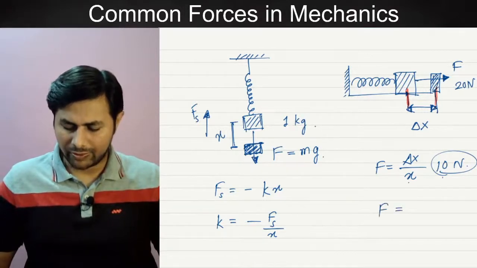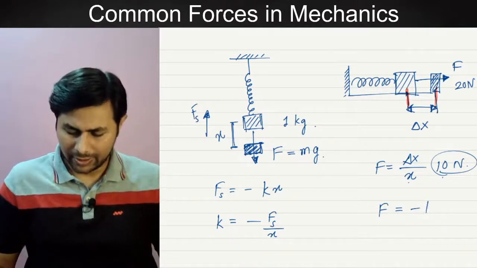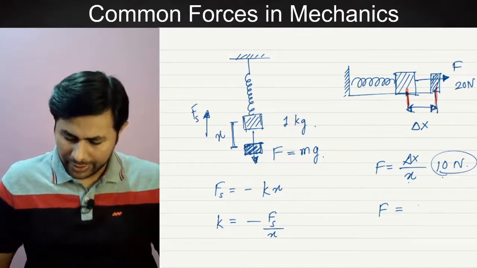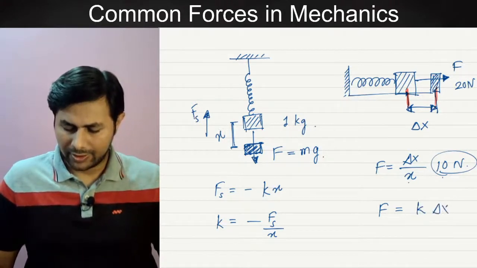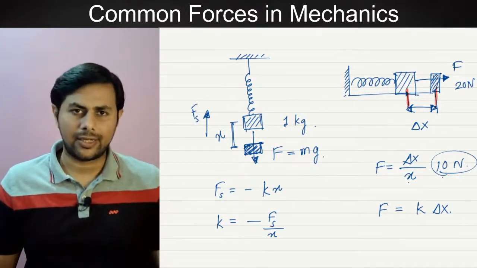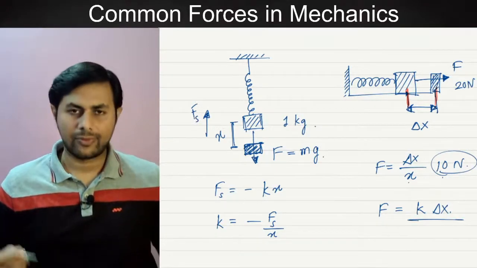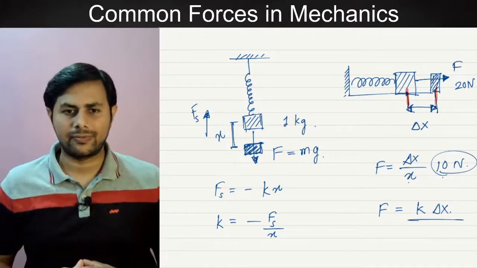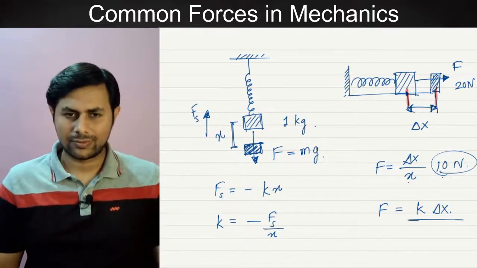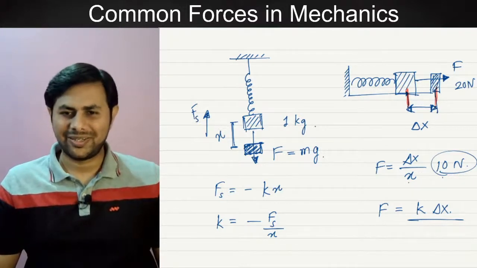So here F will be just equal to what? Not minus, it will be equal to k times delta x. The spring force will be equal to minus k times delta x. So there are two ways: either we calculate k or we compare the displacements, right? Is the thing clear to everybody?